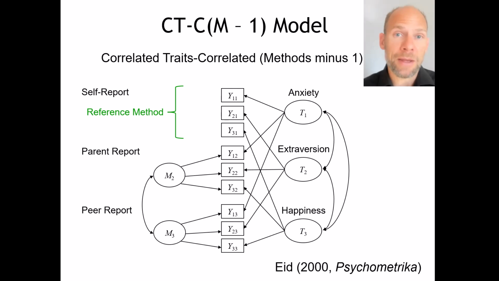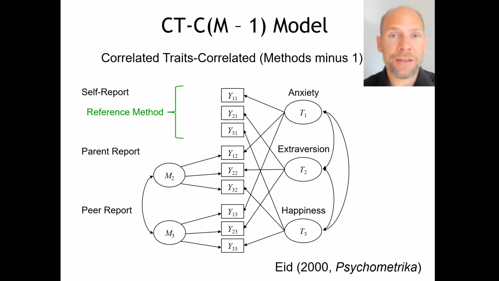The method factors are allowed to correlate, and that's why it's called correlated traits, correlated methods minus 1 model, because traits and method factors are allowed to correlate, and there's one method factor less than we have methods or raters. So here we have 3 methods: self-report, parent report, peer report, but we only have 2 method factors. And so that's the correlated traits, correlated methods minus 1 model in its single indicator form.